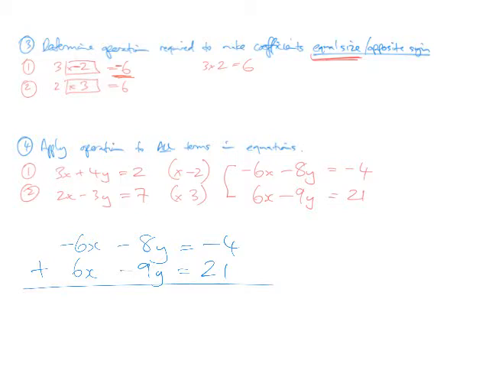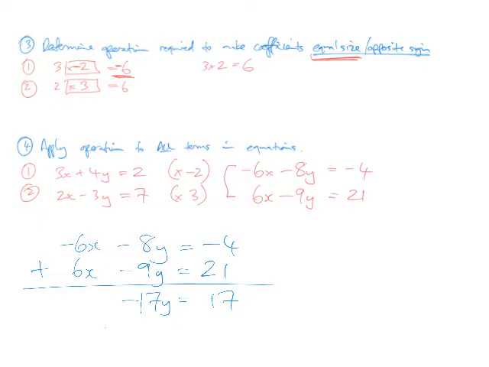So negative 4 plus 21 is going to be... It's not working today. Let me use a calculator. I think it's 17. Negative 4 plus 21, 17. Yay! 17. Negative 8 plus negative 9 is the same as just taking 9 from negative 8. So negative 8 take 9 is going to be negative 17y.